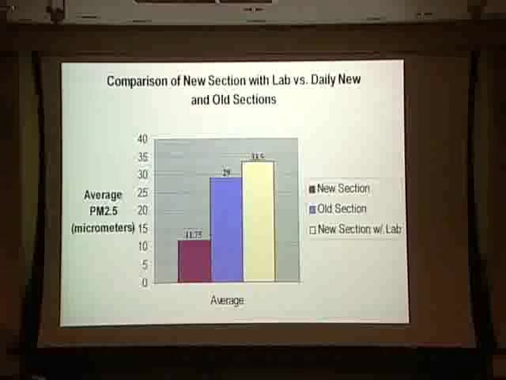In this graph, we have the comparison of the new section with the lab versus the new without and old sections. So as you can see by the yellow, the new section with the lab's average was about 33.5, which was almost as high as the old section on a daily basis, which is about 29. So the new with the lab ventilated almost just as poorly as the old on a daily basis.